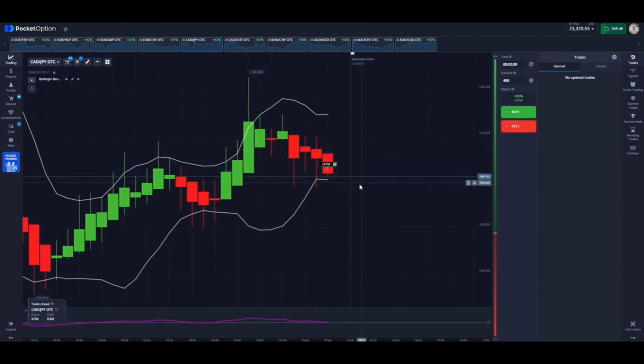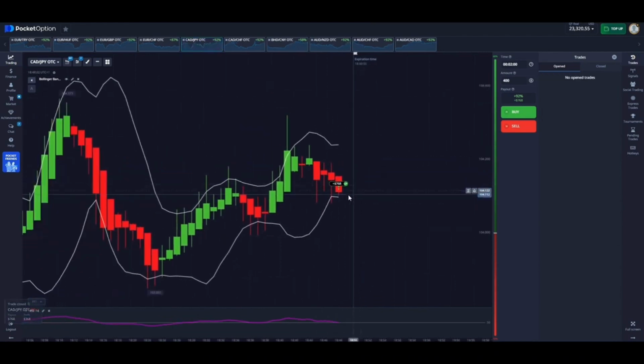Another confident win with this strategy. At the moment of closing, it was minus 30 pips. This is a good result and an excellent signal. Let's take a look at more.